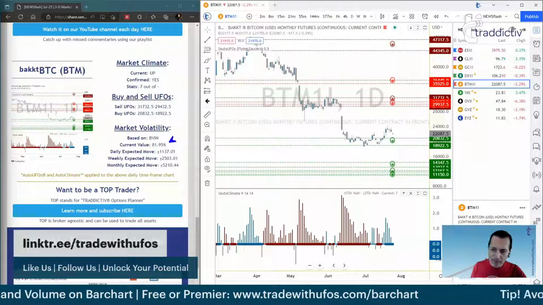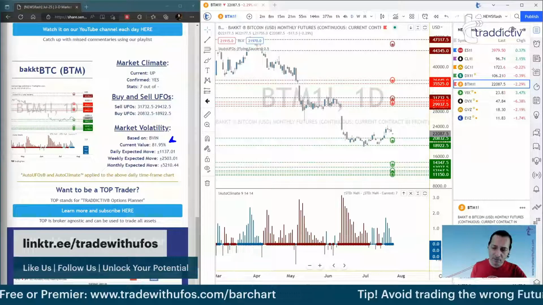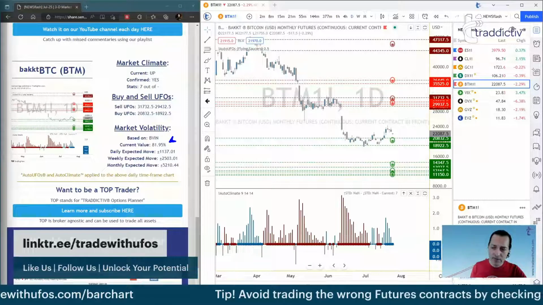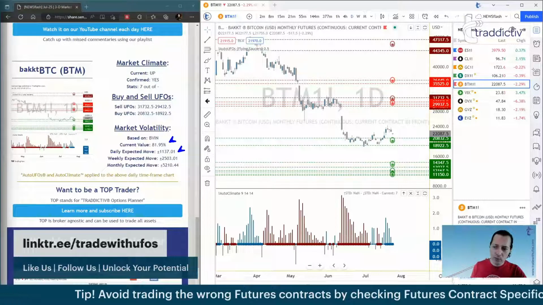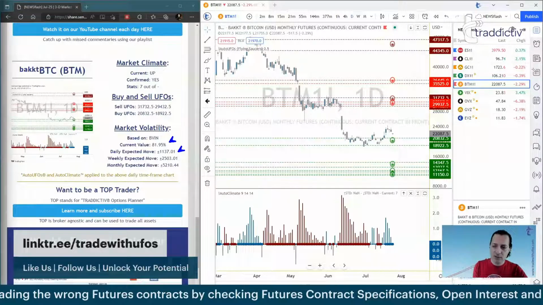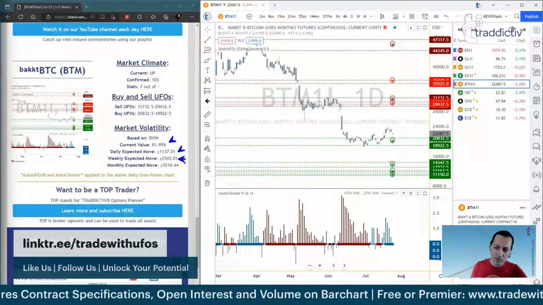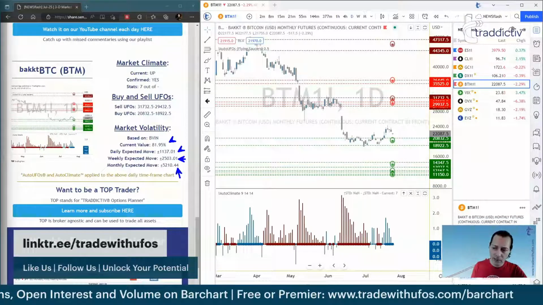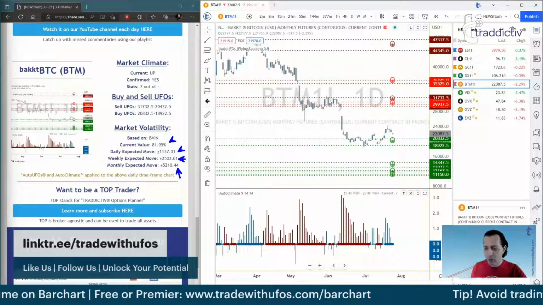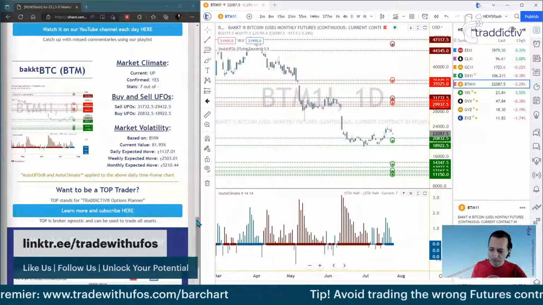Speed of movement expected to be at a rate of 81.95%, which, reversing here the pricing models, is 1,100 plus points a day, either up or down, 2,500 plus points a week, either up or down, 5,200 plus points a month, either up or down.